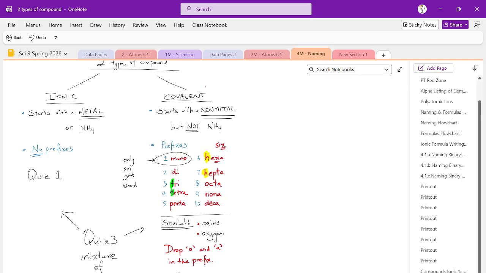Why don't you do quiz 2? Quiz 2 is all about covalents. So they're all covalent.